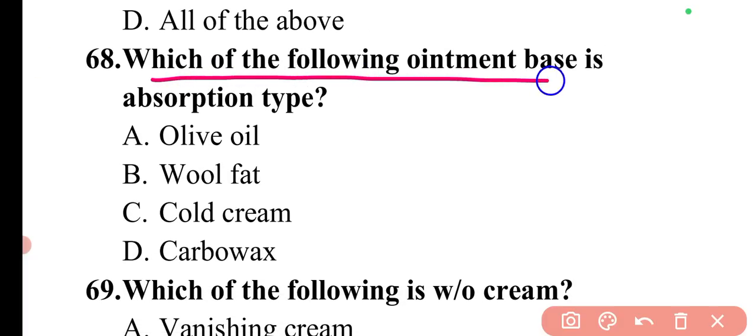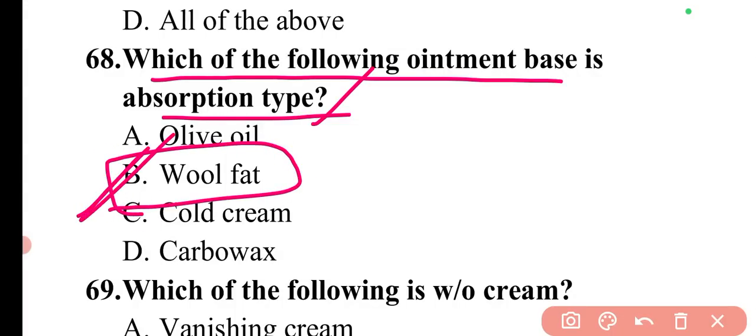Then coming to the next question. The question is, which of the following ointment bases is absorption type? Now we need to find the type of ointment base which is absorption type. So here wool fat is the absorption type of ointment base. Previously we have seen the suppository base. Now we can discuss a few of the ointment bases.